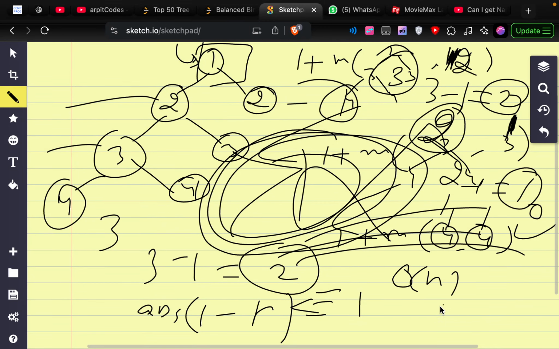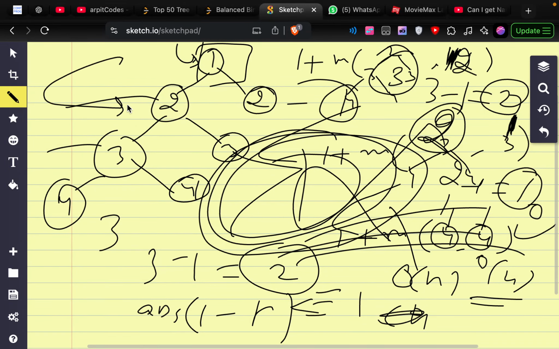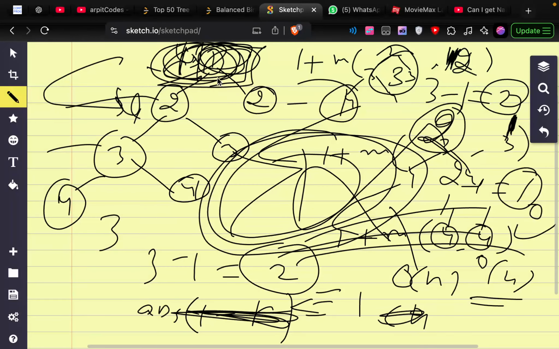So the solution is O of n and O of h for skewed. In the skewed case, it would have been O of n, because what we did was basically traverse each node, calculate the height of their left and right subtrees, and just keep track of a signal that at any point the condition was not met. So in this case, at this root, that condition was nullified.